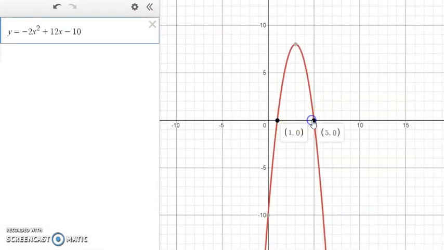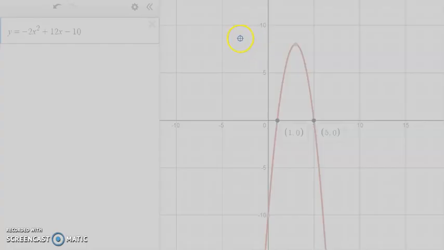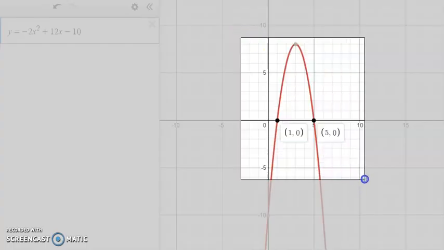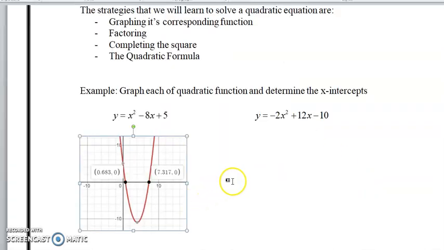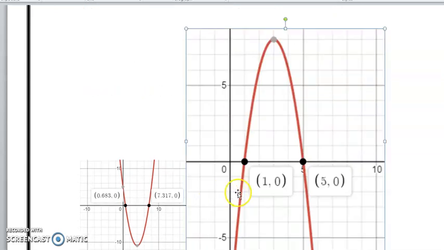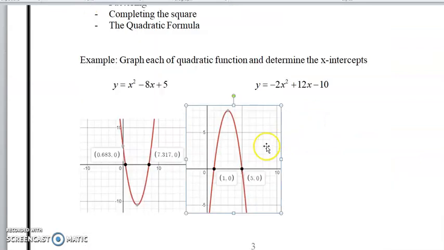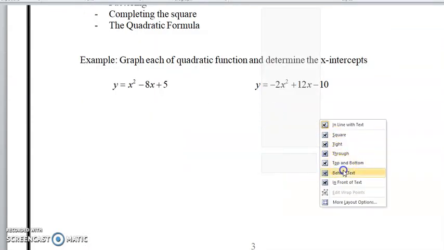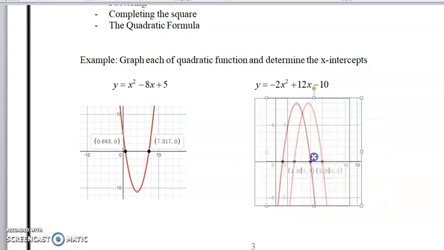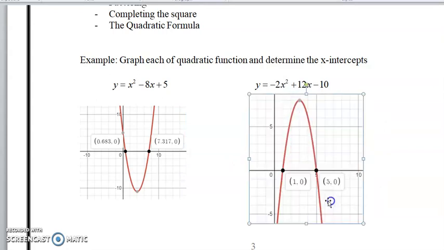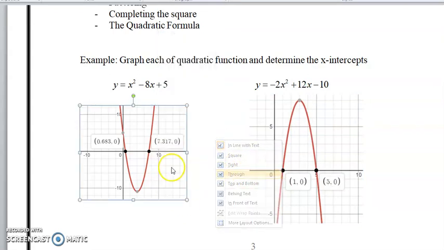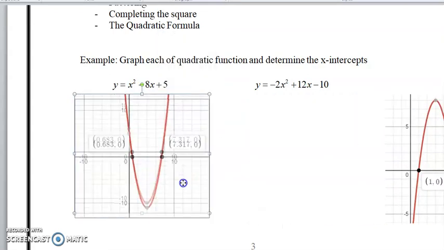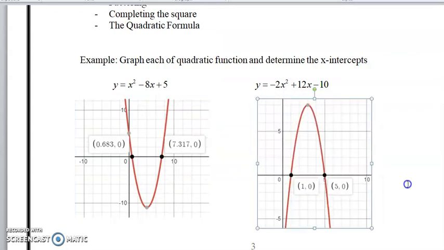When we click here, we can click and we can clearly see that these are our x-intercepts. Cut. And then we hit calculate. There we go. And bring it over. There's your graph. So I'll give you. I'll always have the graph paper there for you, or a quick empty grid for you. And there's your two graphs, really nice.